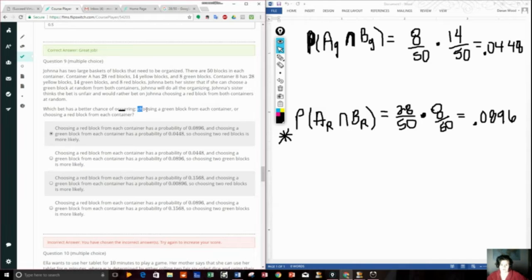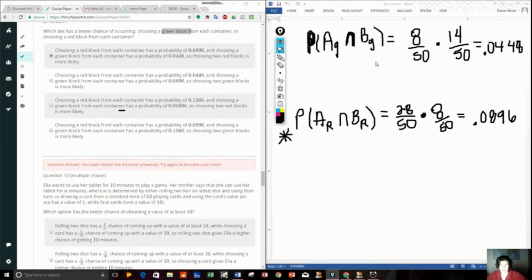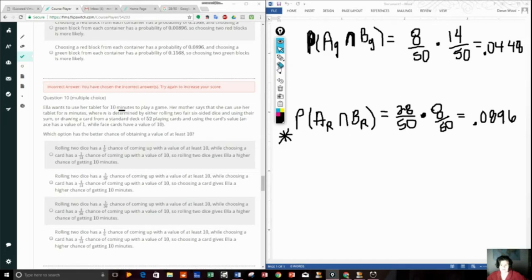They were 2 individual events. So choosing the green blocks was one individual event, and choosing the red blocks was an individual event. To choose a green block from each one, you had to choose a green block from the first one, and you had to choose a green block from the second one. So that's why I used multiplication instead of addition to find those individual probabilities.